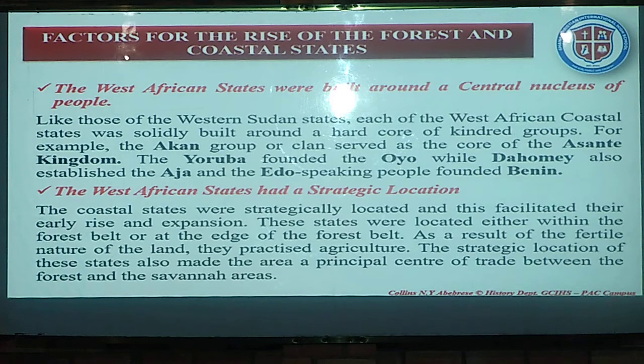And we have examples there. The Akan group or clan served as the core of the Asante Kingdom. So it was the Akans who founded the Asante Kingdom, even though other people then joined. The Yoruba also founded the Oyo state, while the Dahomey also established the Aja state, and the Edo-speaking people also founded what? Benin. You understand? So, the Aja, you realize that all these states were founded around a core group of people.